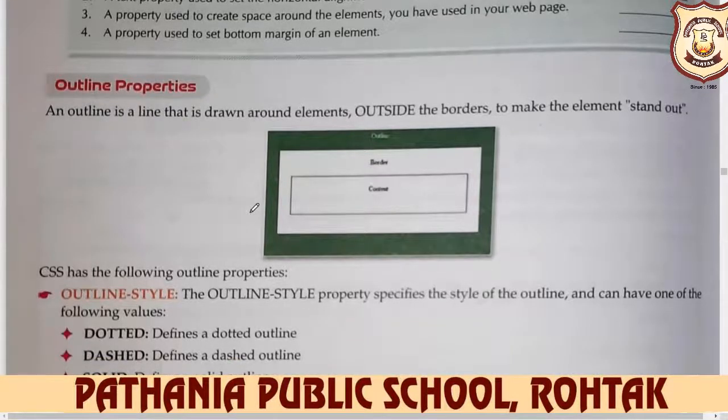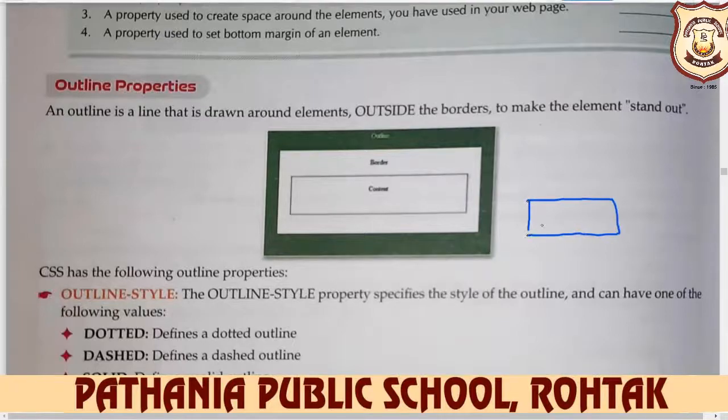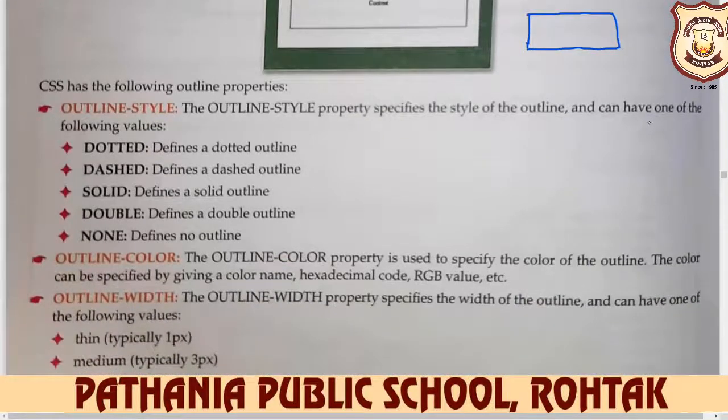Next is your outline property. An outline is a line that is drawn around elements. For example, you write a heading or you want an outline like this, then you use the outline property. It is drawn outside the border to make the element stand out. CSS has the following outline properties. So many outline properties are there: outline-style, outline-color, like border. Same as the border, you write outline-style, outline-color, outline-width.